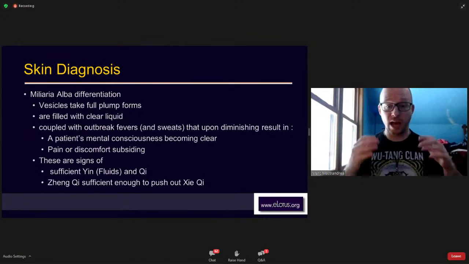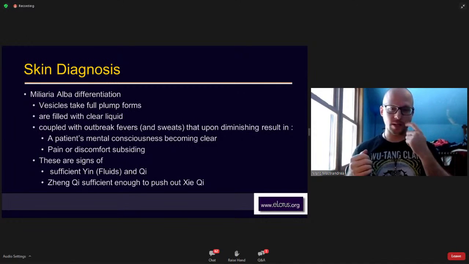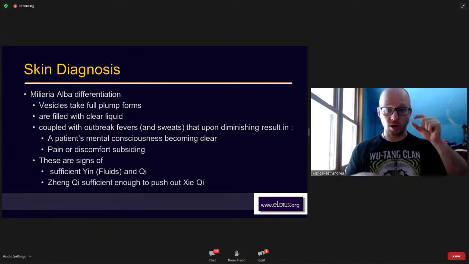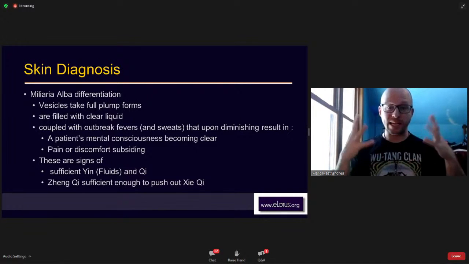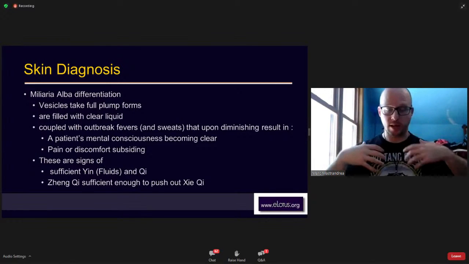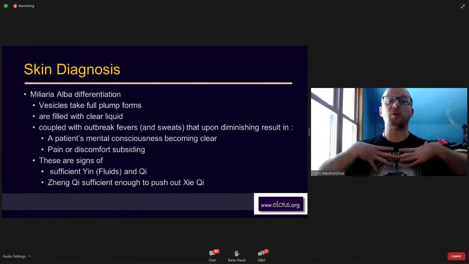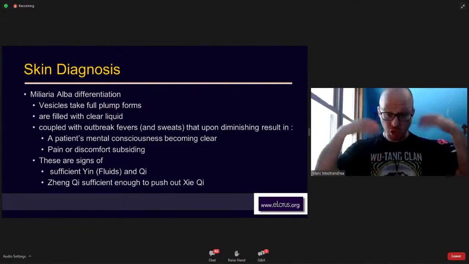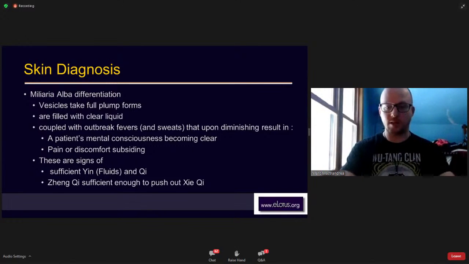So the vesicles on healthy miliaria alba, right? I always pronounce this wrong. It's miliaria alba. I keep calling it malaria. These vesicles, these blisters are plump. They should be formed with clear fluid inside. Sometimes some people say they kind of glint or sparkle, right? They're bright when they're under the light, because this is clear fluid. You see it in chickenpox. So this is a sign that there's sufficient yin fluids. This is yin fluid pushing this damp heat up through the surface. You're sweating, right? You can push this stuff out. This zheng qi is sufficient to push out the shi xie, right?